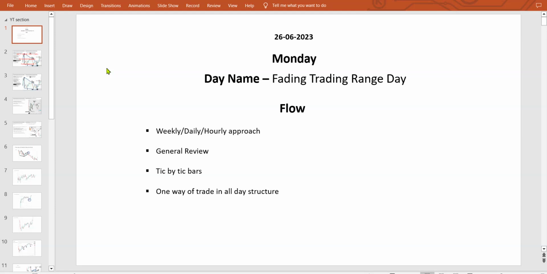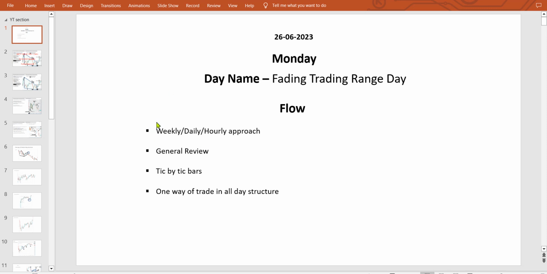26th June, Monday. The day name given is fading trading range day. So today is the trading range day, and the best approach or idea for the trades is a fading approach. So this is the flow of the presentation.